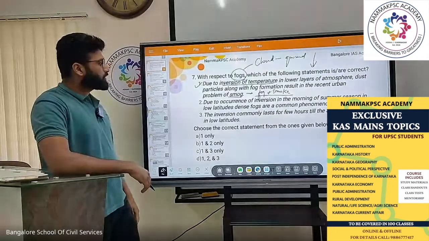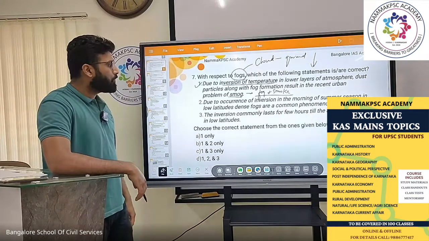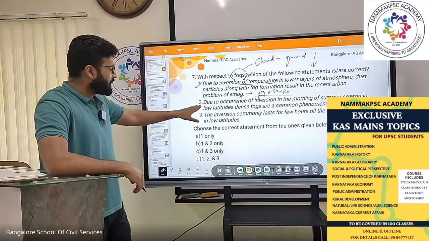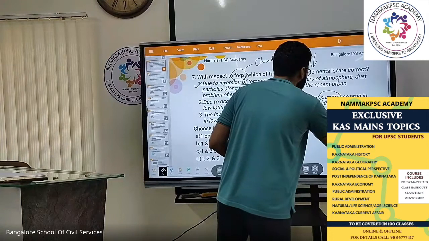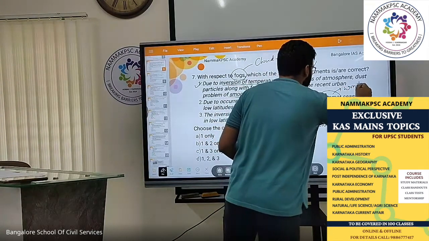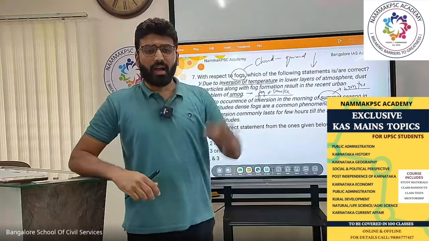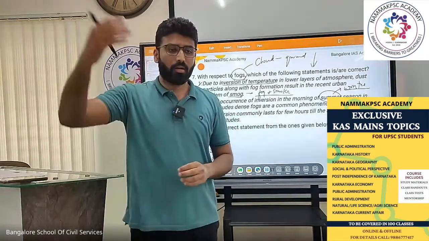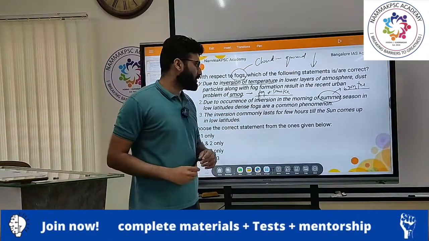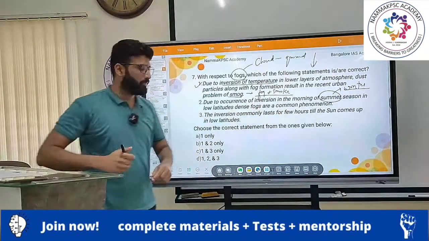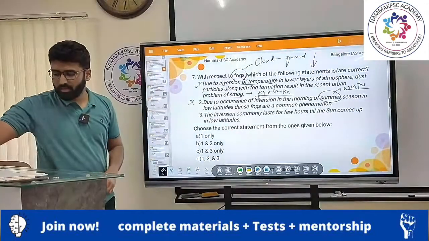Second statement, due to occurrence of inversion in the morning of summer season in low latitudes, dense fogs are a common phenomenon. Now, this particular statement is very correct, except for the fact that it is not summer season, rather it is winter season. During winter time, when the sky is clear and the night is very cold, there is a lot of terrestrial radiation which is lost, which ensures that we have temperature inversion, which occurs during winter time and not during summertime. So the second statement is not correct.